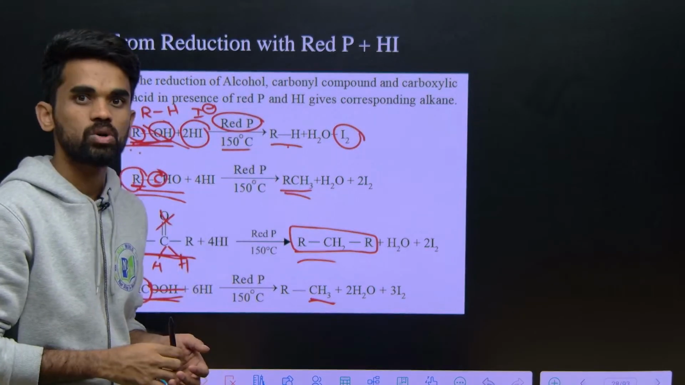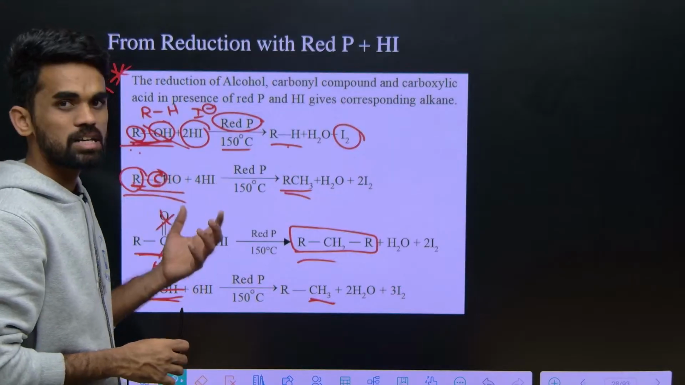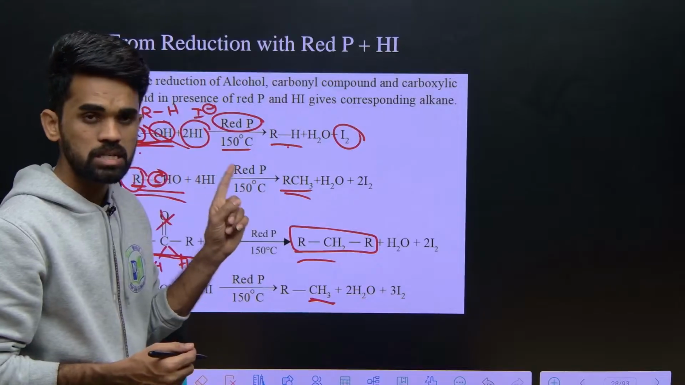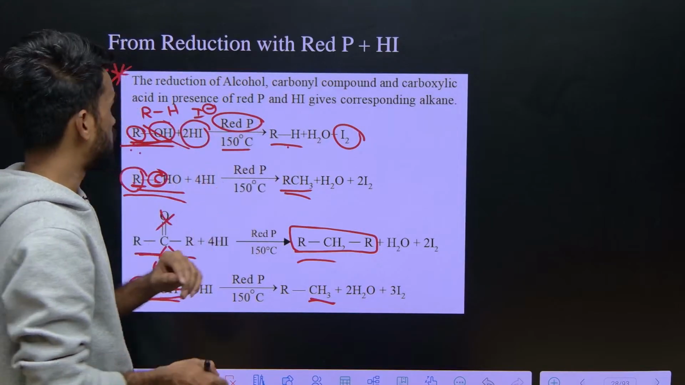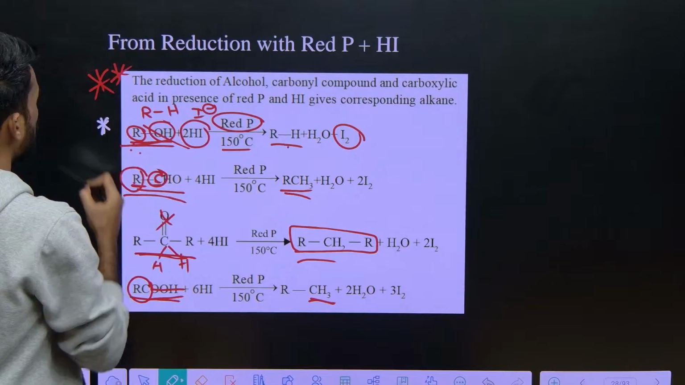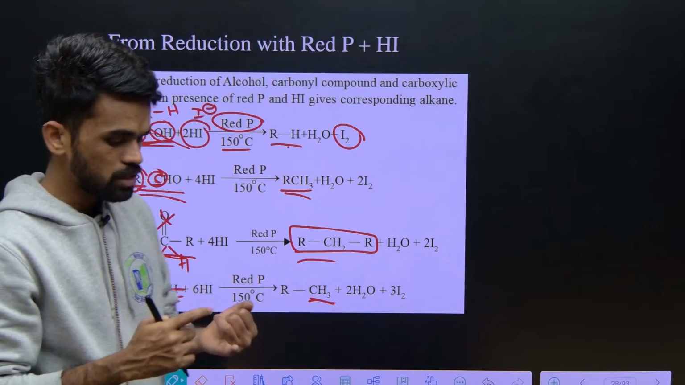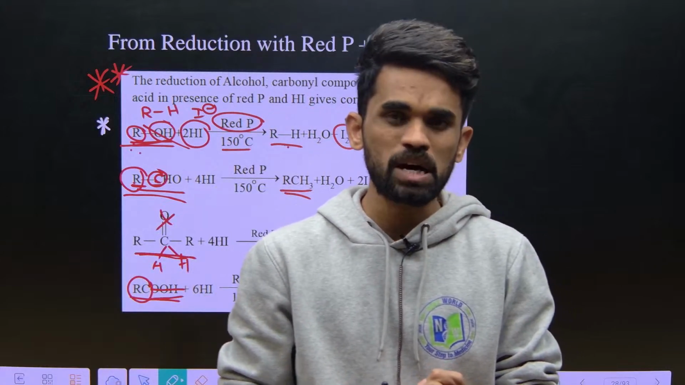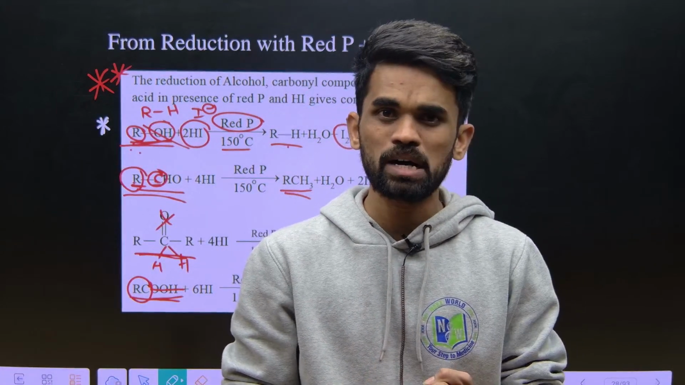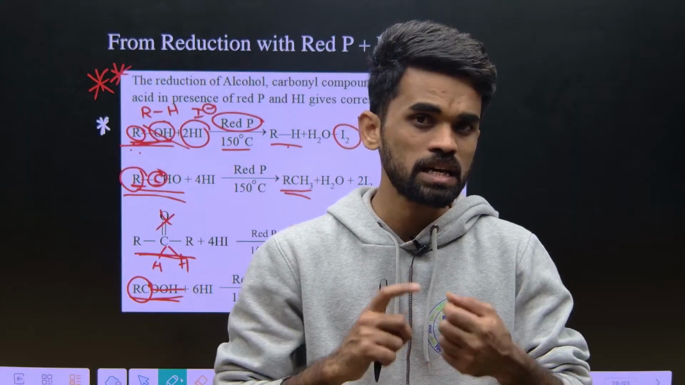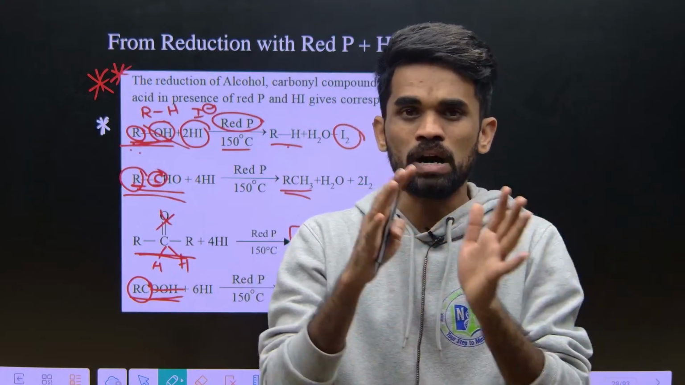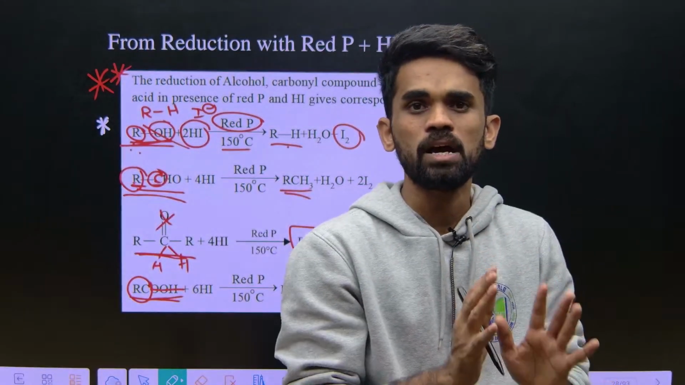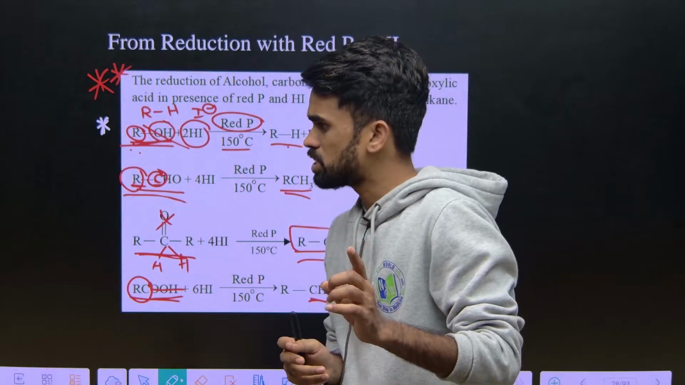I2 means it is undergoing oxidation. So you can say this is an example of a redox reaction. We are seeing one undergoing oxidation and the other undergoing reduction. Remember this reduction of alcohols, carboxylic acids, aldehydes and ketones using HI in the presence of red phosphorus at 150 degrees Celsius gives the respective alkane. Whatever the number of carbons on the reactant side, the same number of carbons is observed on the product side. Okay, hope the discussion is clear again.